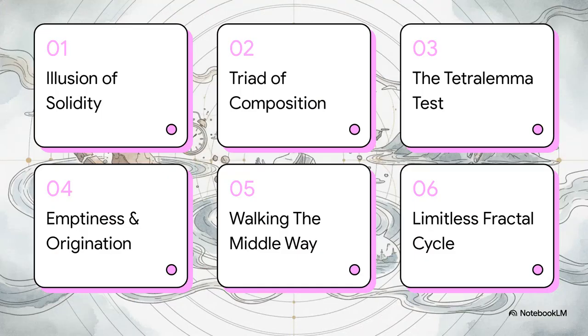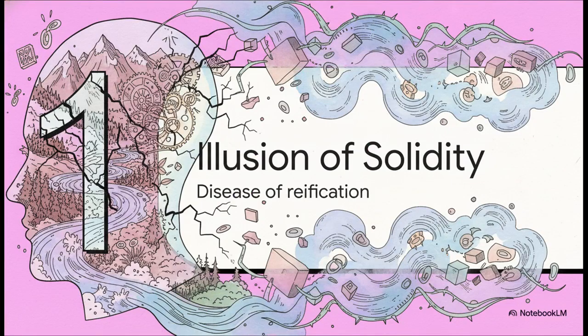So, to diagnose and cure our misconceptions of reality, we're taking a very structured, finite journey today. Here's the roadmap. We'll start with the illusion of solid reality, then break down the triad of composition. After that, we'll run reality through the tetralemma logic test, explore emptiness and dependent origination, learn how to walk the middle way, and finally, zoom way out to the limitless fractal cycle. All right, jumping into Section 1, the illusion of solid reality.